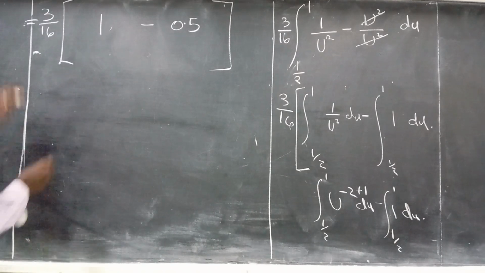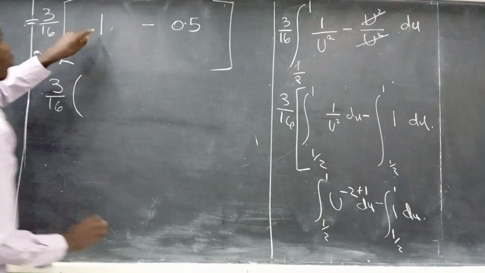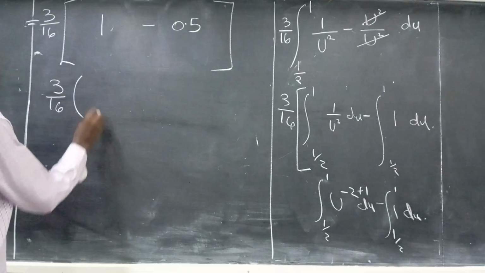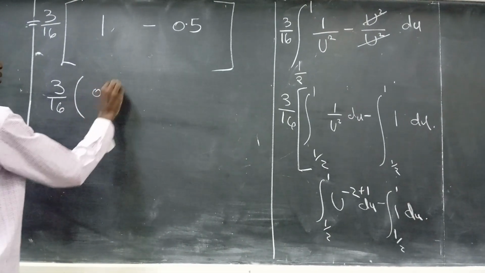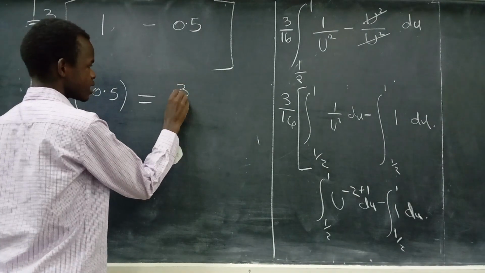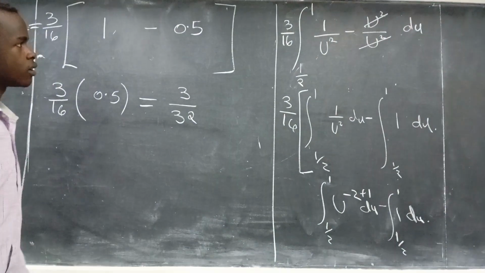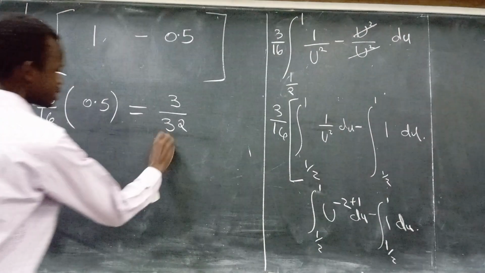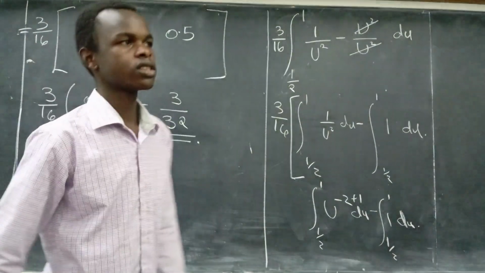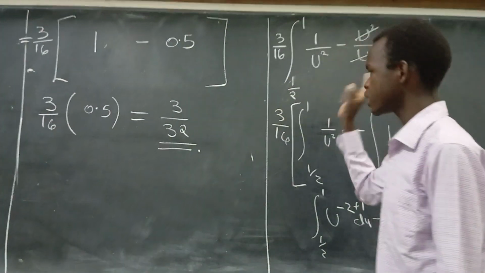So from there, I'll get 3 over 16 times 1 minus 0.5, which is the same as 0.5. Okay? So my final answer will be 3 over 32. Okay? So this is my final answer. 3 over 32 is the final answer for the integral.